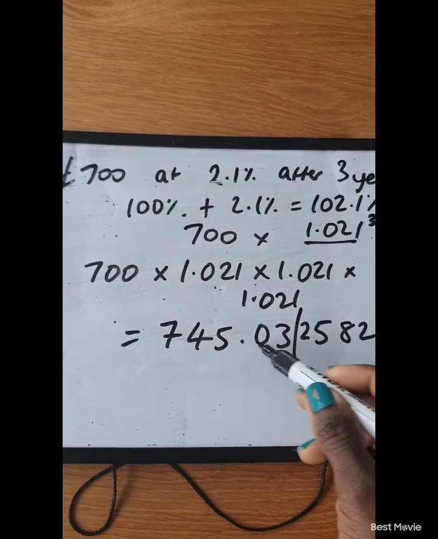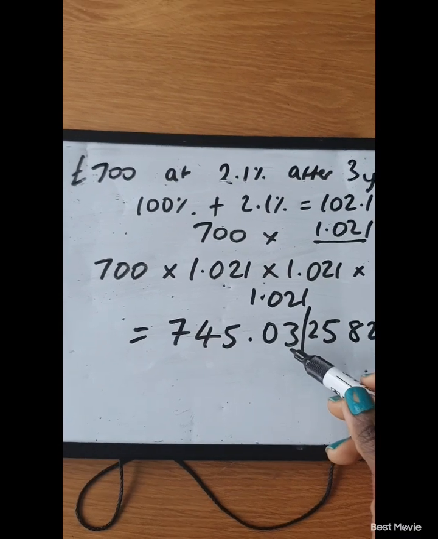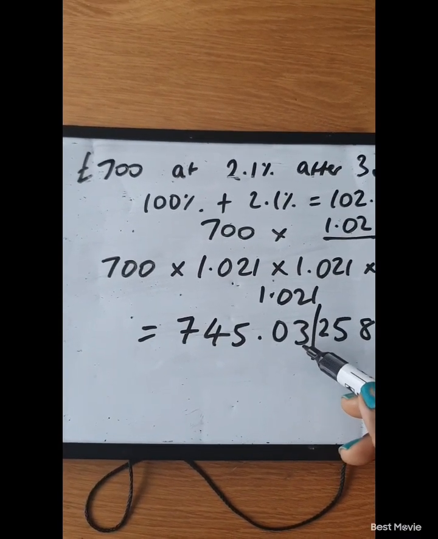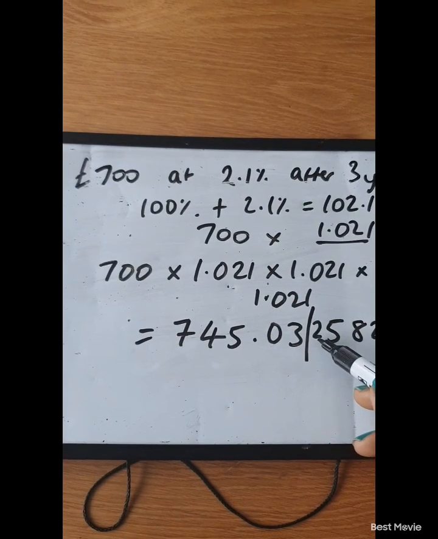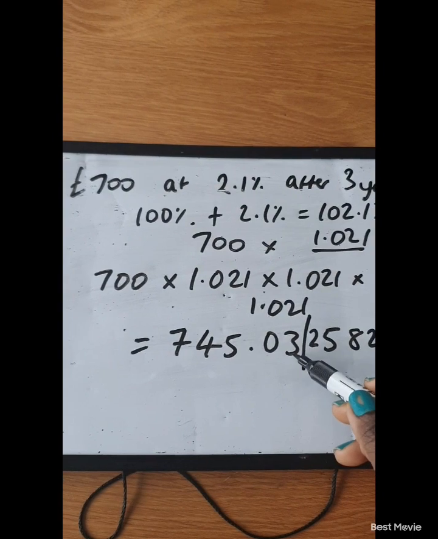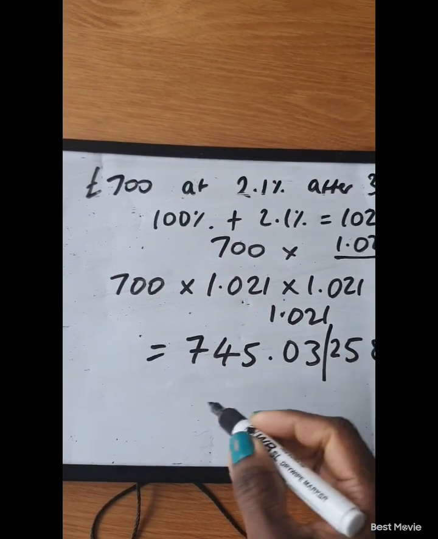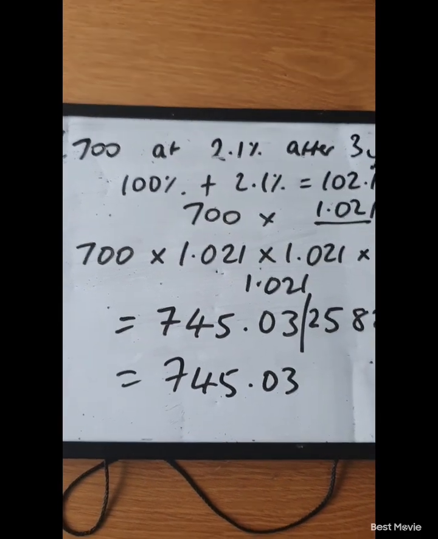So I am checking my 2 decimal places, the 3 is the second decimal place. Will it stay as a 3 or will you change it to 4? You look at this digit, and if this is 5 or more, then you round this up. However, this digit is a 2, so we keep it as 3 pence. So the final amount is £745 and 3 pence.